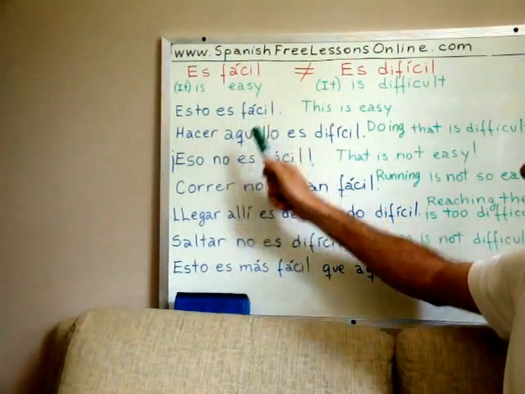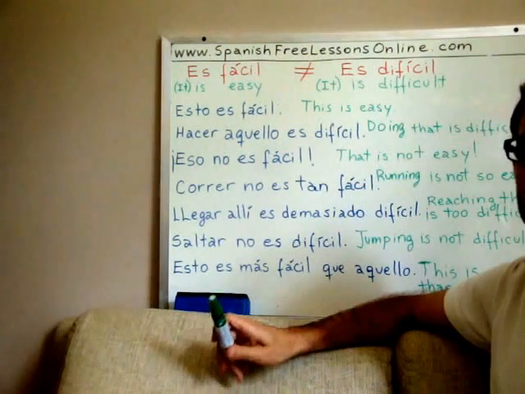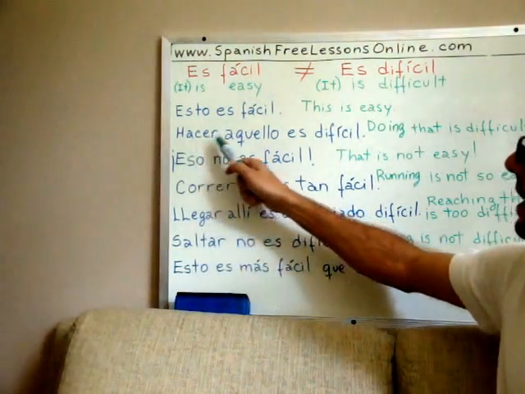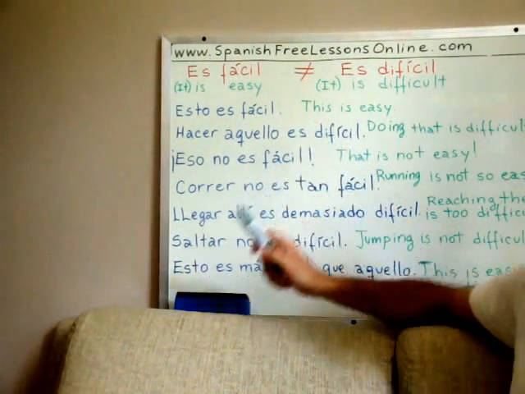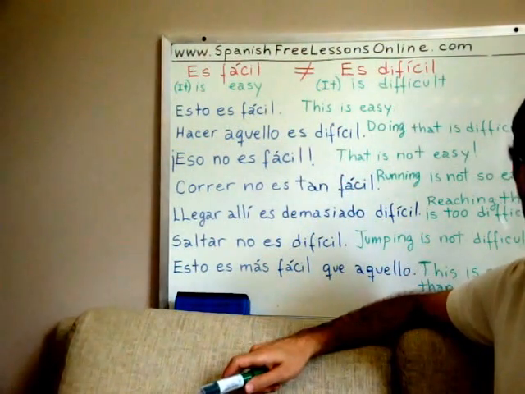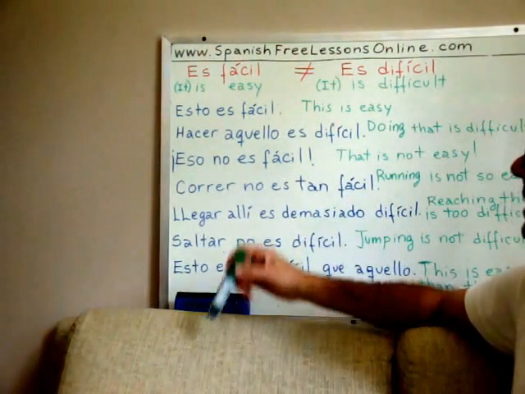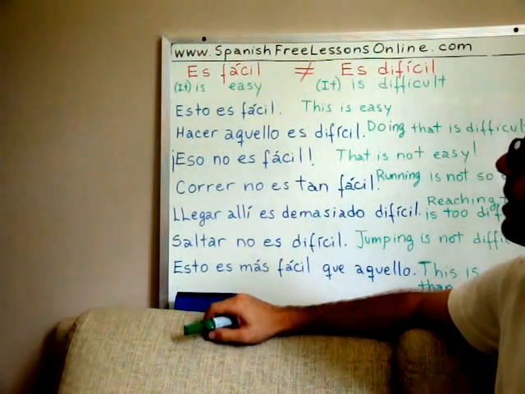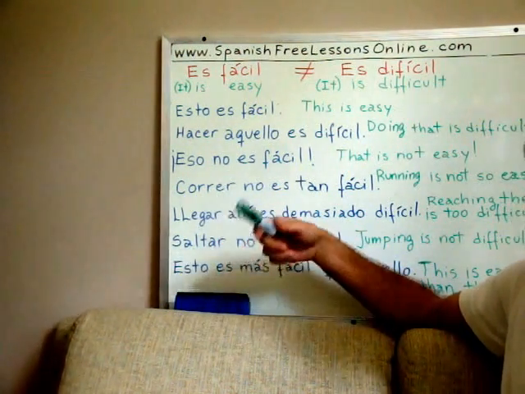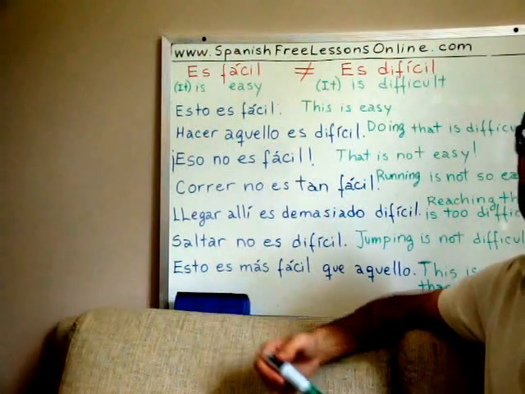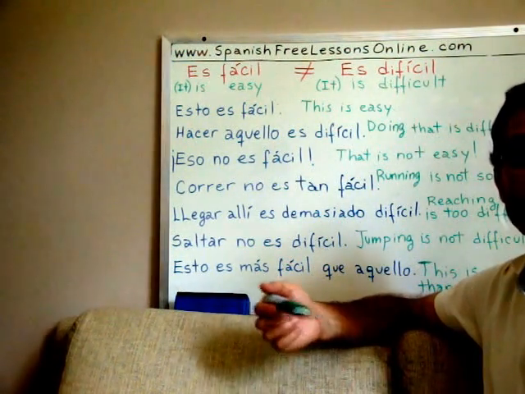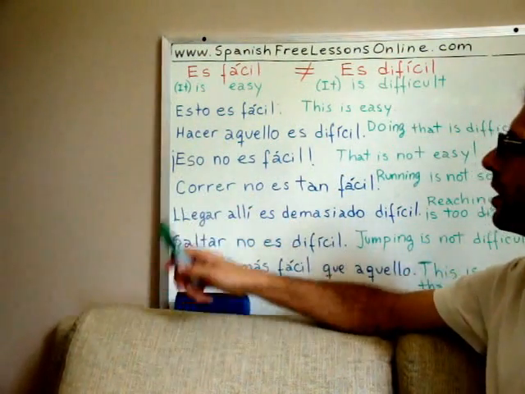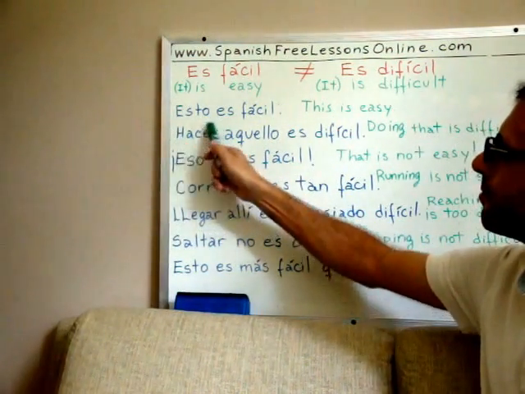Esto es fácil. This is easy. Esto means this. Hacer aquello es difícil. Hacer is the verb to do in infinitive, right? To do that is difficult. Doing that is difficult, right? When we are stating a rule, a general rule, like doing that is difficult, we use the infinitive, yes?